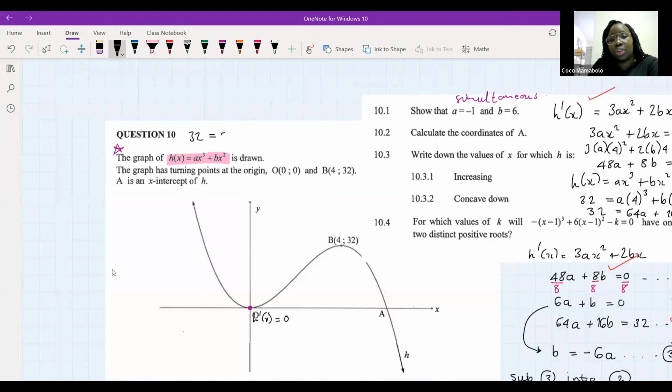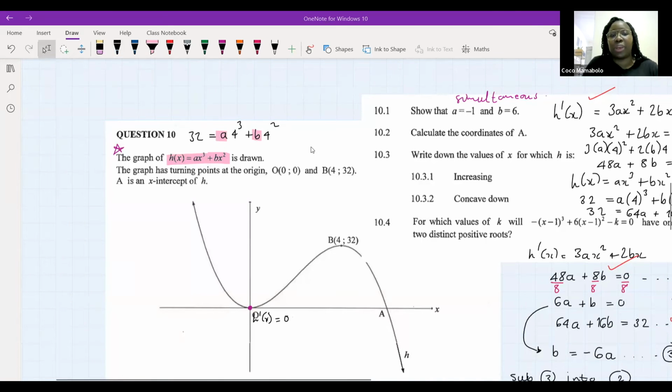32 is equal to a multiplied by 4 cubed plus b multiplied by 4 squared. As soon as I see that neither a nor b is disappearing, none of them are disappearing, then somewhere there must be a simultaneous equation. Okay, if my a and my b do not disappear so that I can solve for one of them, simultaneous equation. All right.